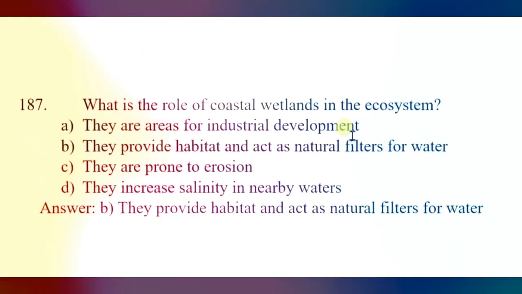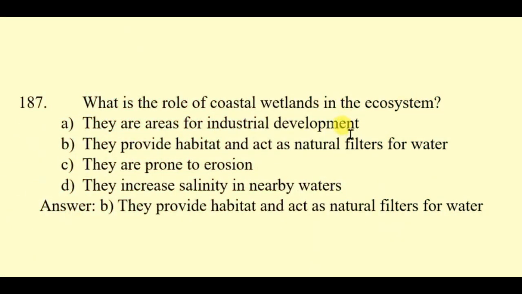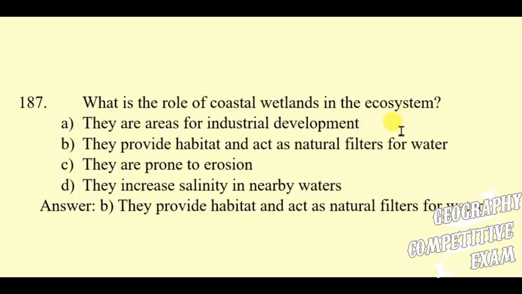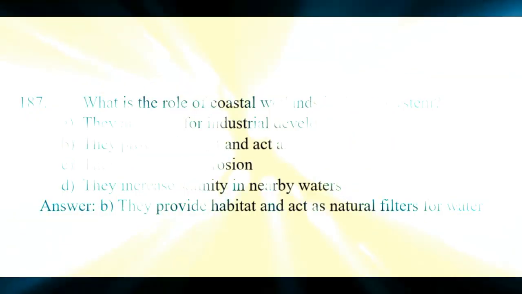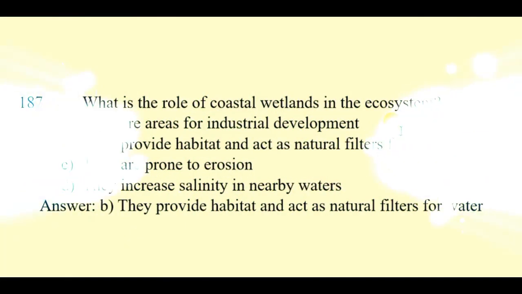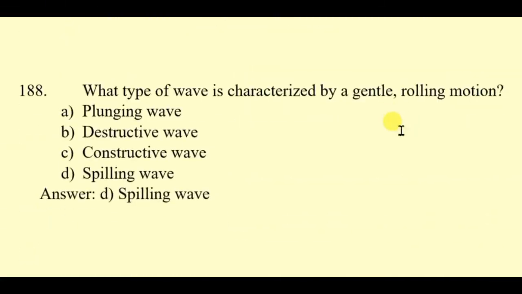Question 187. What is the role of coastal wetlands in the ecosystem? They are areas for industrial development. They provide habitat and act as natural filters for water. They are prone to erosion. They increase salinity in nearby waters. The right answer will be they provide habitat and act as natural filters for water.